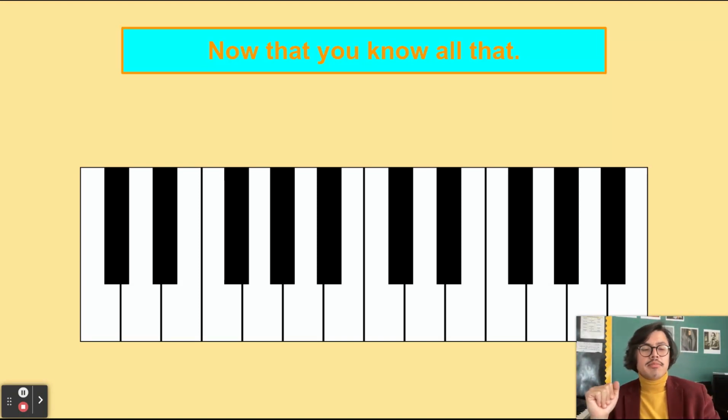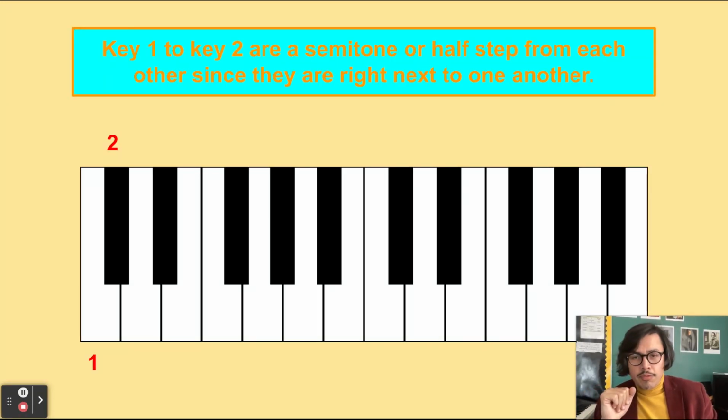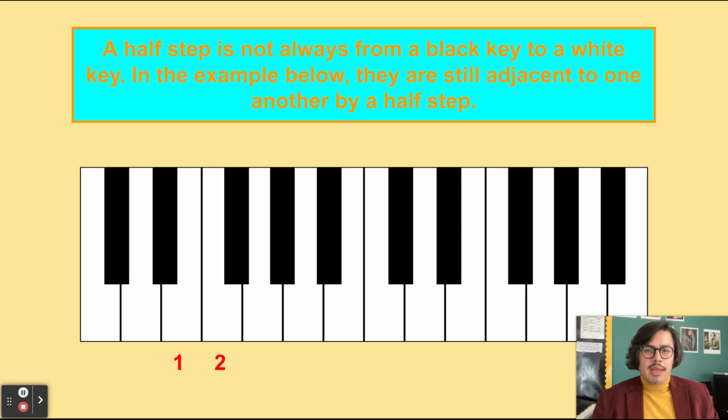Okay, let's do a little bit of practice. Before that, let's reiterate what we just learned. Now, key one to key two are a semitone or a half step from each other since they are right next to one another. Okay, and this is us looking at a keyboard pretending the bottom doesn't exist. A half step is not always from a black key to a white key. In the example below, they're still adjacent to one another by a half step, but now they're two white keys, right? It's white key and white key. It's not white and black.